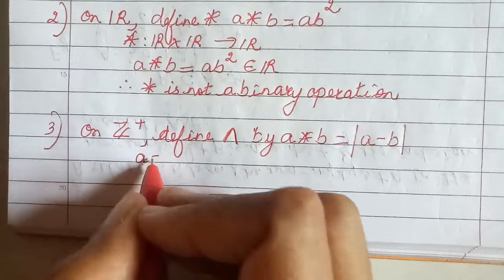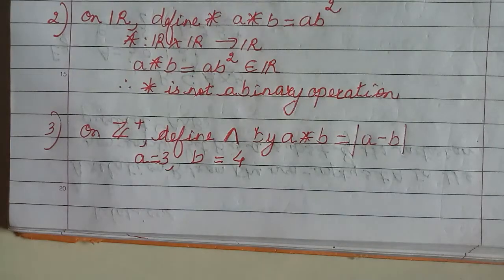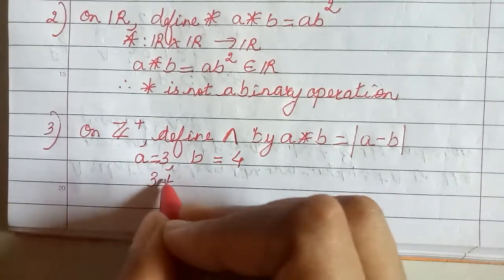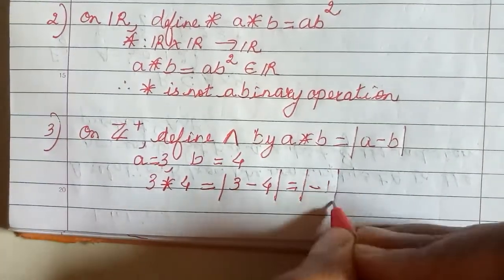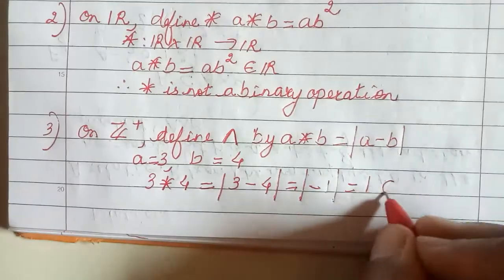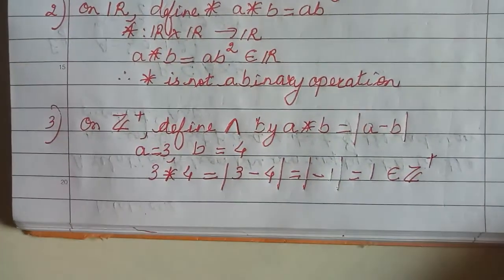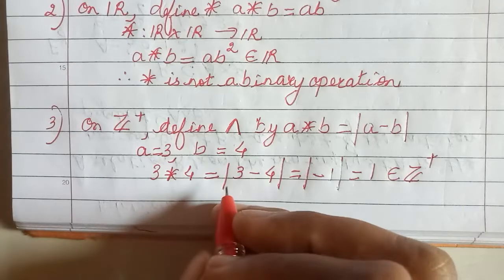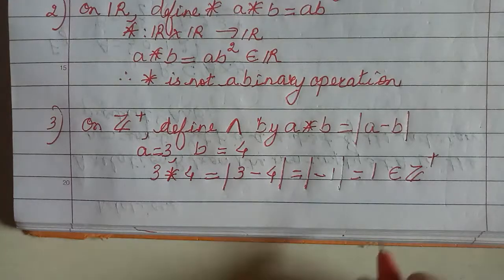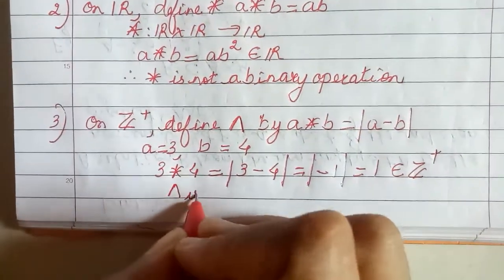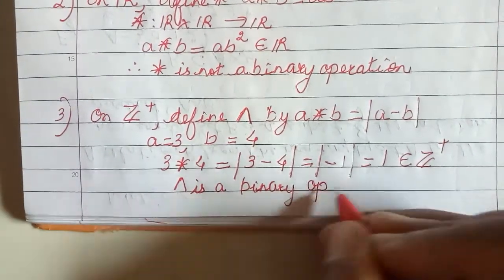For example, if I take some A as 3 and if I take my B as 4, both are Z plus positive integers. So what will be by definition? It will be 3 star 4 is equal to modulus of 3 minus 4, which is nothing but modulus of minus 1, that is going to be 1, and 1 is always in Z plus, right? So because modulus function has the property of making it always positive, on this operation, my function is a binary operation under this definition. So this function is a binary operation because my final answer is in Z plus.